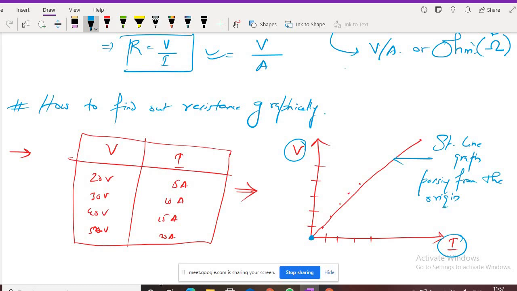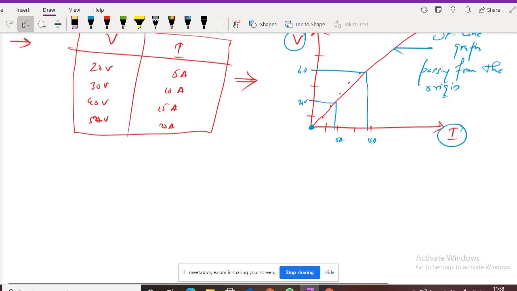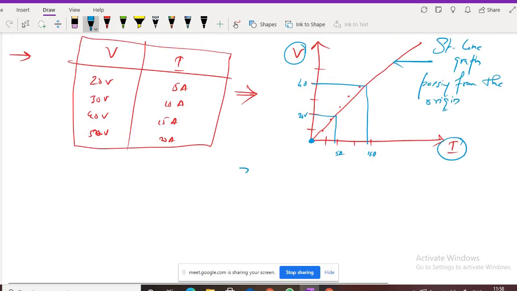Now you see, my dear. If I take these 2 points, this point and this point, and similarly their current values. Suppose this is 20 volt and this is 40 volt, and this is 5 ampere and this is 15 ampere. These 2 points I have taken, and I ask you to find the slope from the graph. If somebody asks you to find the slope, or what the slope of this graph shows, just hold on for a moment.